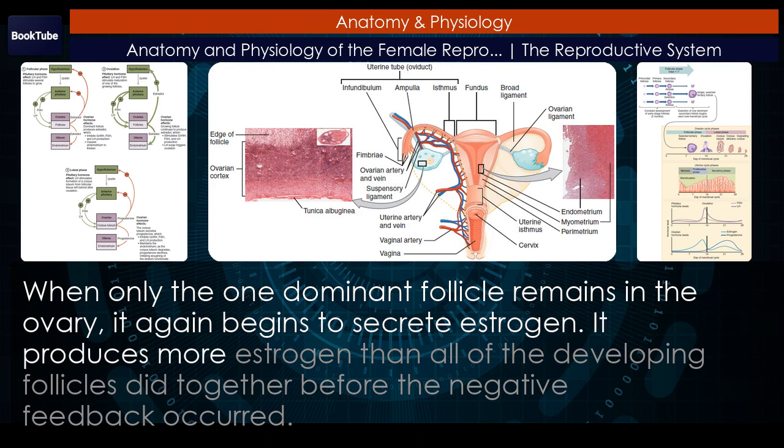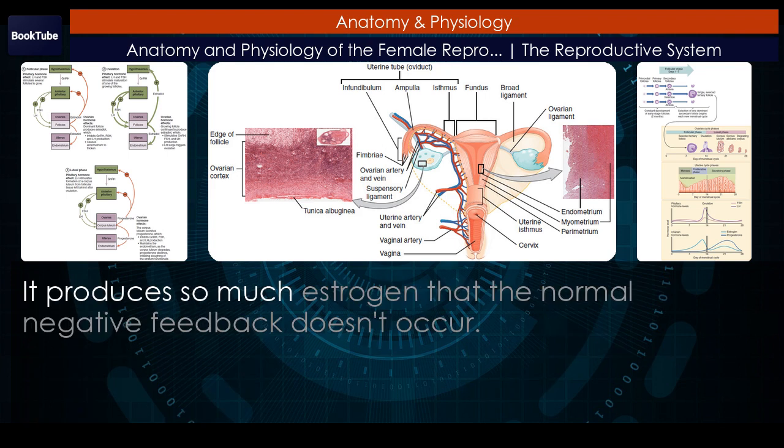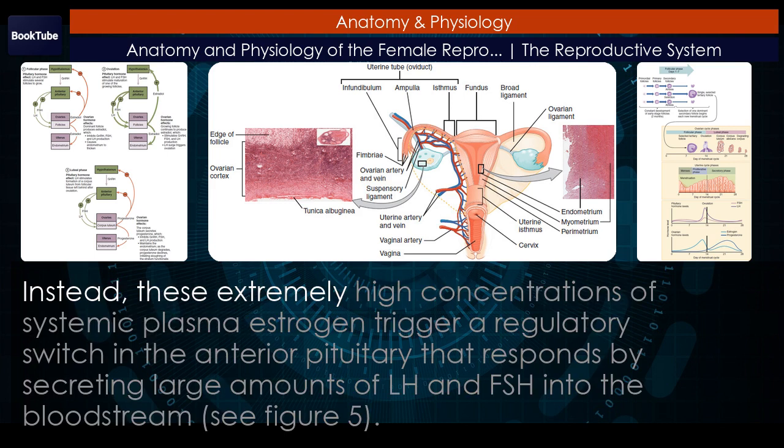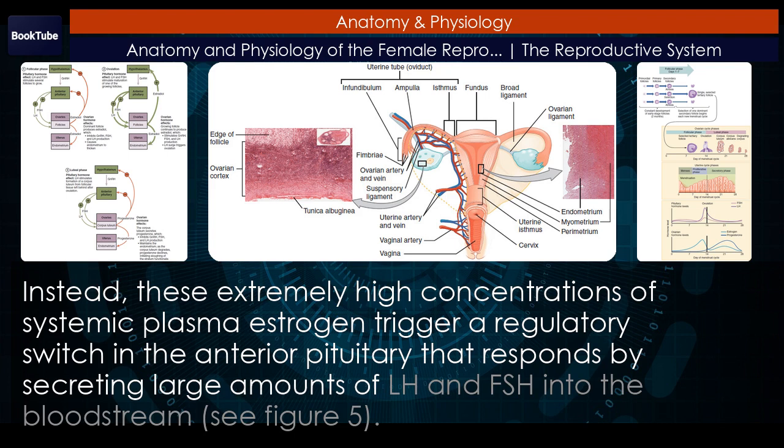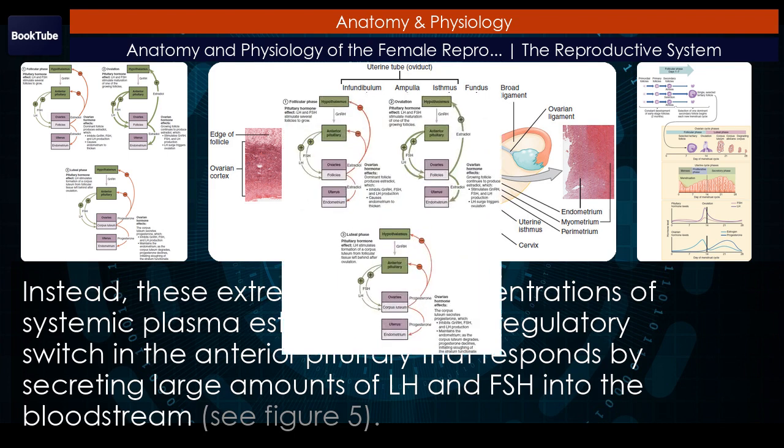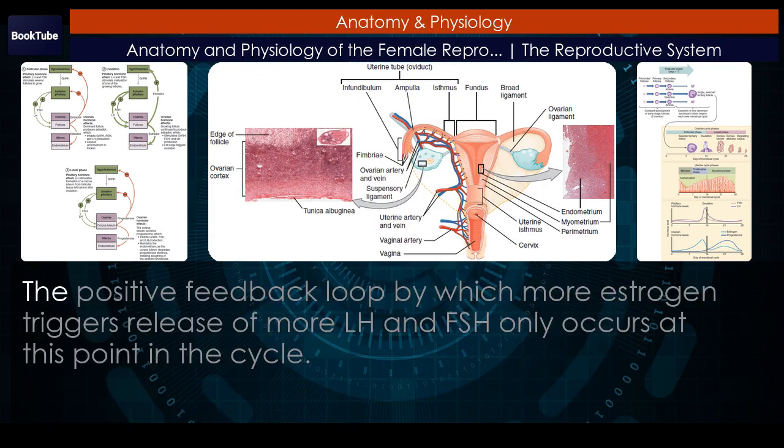It produces more estrogen than all of the developing follicles did together before the negative feedback occurred. It produces so much estrogen that the normal negative feedback doesn't occur. Instead, these extremely high concentrations of systemic plasma estrogen trigger a regulatory switch in the anterior pituitary that responds by secreting large amounts of LH and FSH into the bloodstream. See Figure 5. The positive feedback loop by which more estrogen triggers release of more LH and FSH only occurs at this point in the cycle.